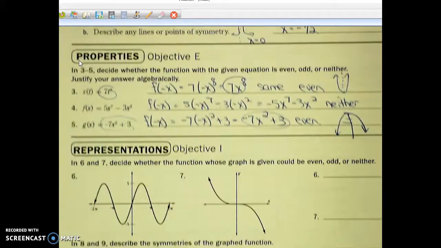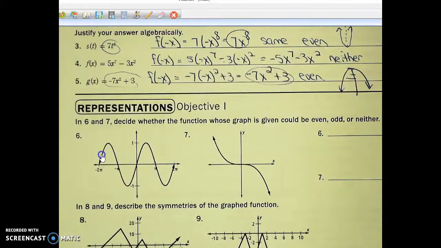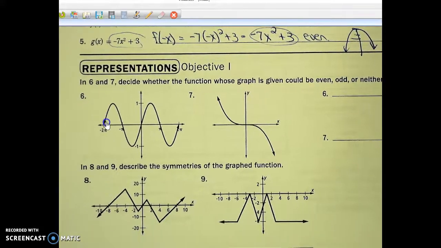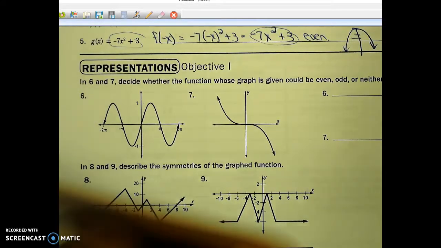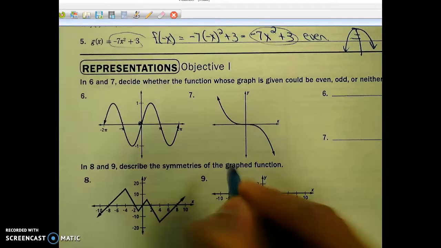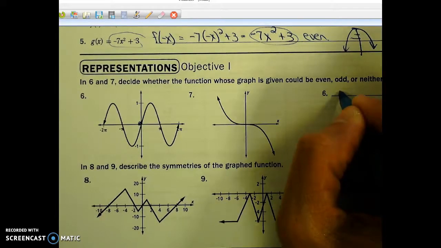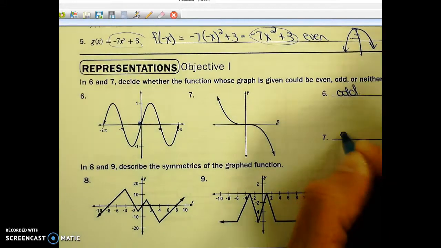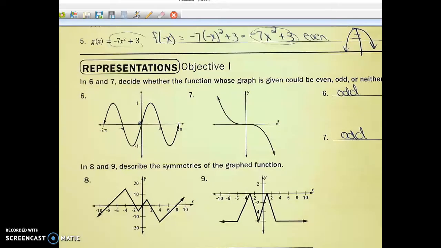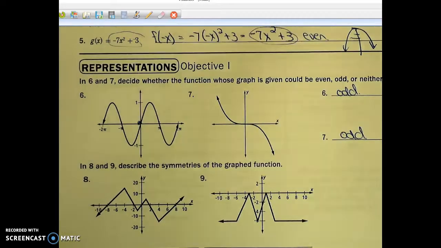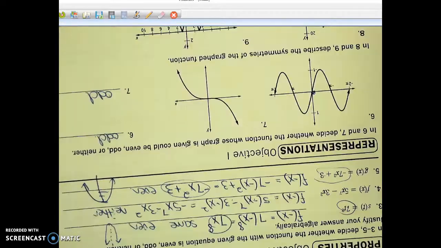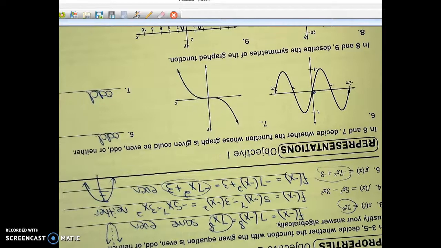Okay, moving on to the next set, I have to figure out which ones are even or odd or neither. So remember, if it's even, that means it has to be symmetric with respect to the y-axis, which is neither one of these. If it's odd, that means I should have point symmetry about this point right here, which I do. So number 6 is odd, and number 7 is odd as well. And watch what I'm doing. I can again take my paper, I can flip it upside down, and notice those graphs are oriented the exact same way.